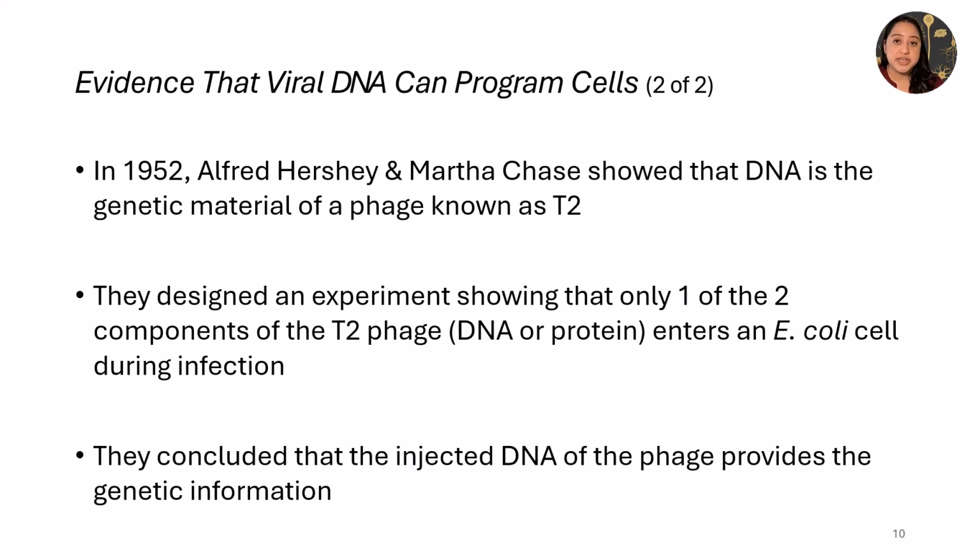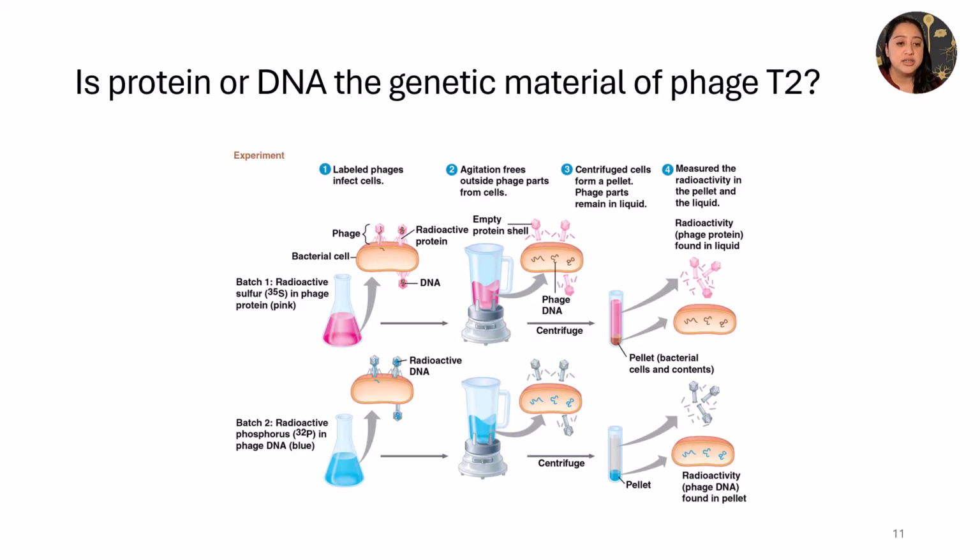They designed an experiment showing that only one of the two components that make up the T2 bacteriophage, just DNA and protein, enters the E. coli cell during infection. And so they concluded that the DNA that got injected from the phage is what provides genetic information. And so here is a figure on the next slide. Again, bacteriophages, like other viruses, just have two components: protein, and DNA or RNA inside. Here are two parts of the experiment that they did.